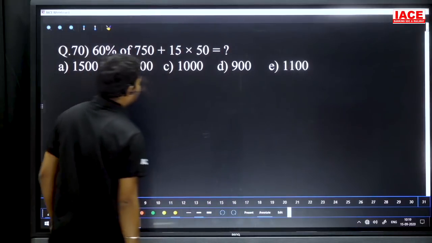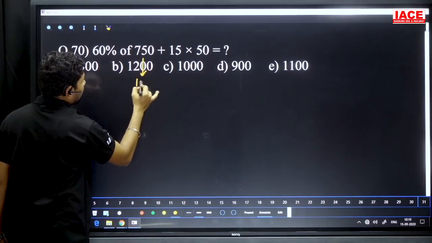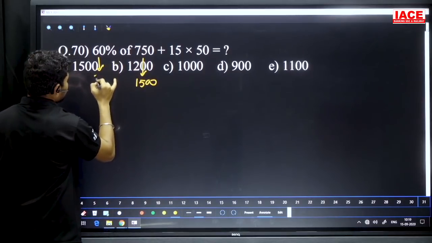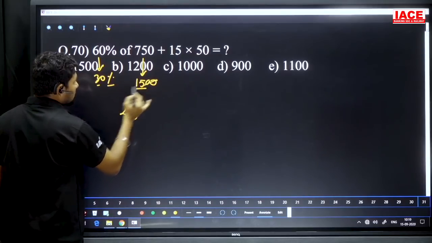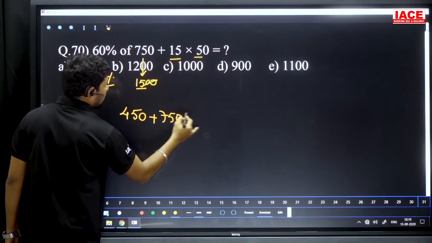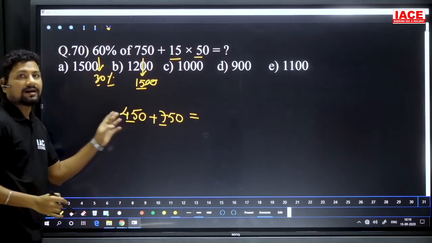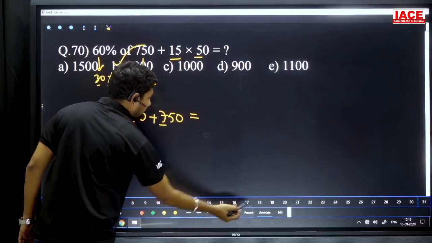60 percentage of 750. How to calculate this? 750 we can write as 1500, and 60 percentage we can write as 30 percentage. 3 15s are 45, and percentage wise 2 zeros cancel, 1 zero left, plus 15 5s are 75 and 0. 700 and 400 is equal to 1100, and an extra 100. It is overall 1200. Option B.